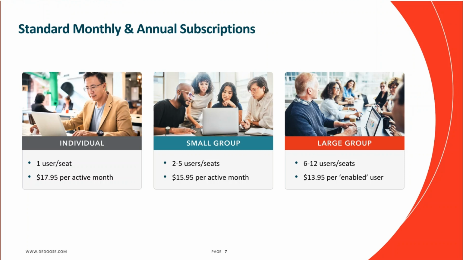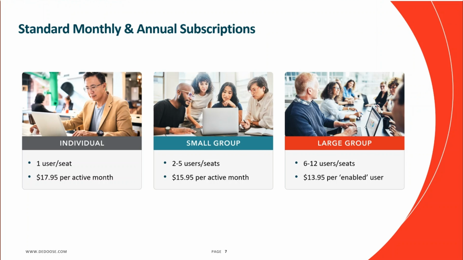With small group, that's 2 to 5 folks. That's $15.95 per active month. And then large group, it switches to not active months, but a fixed user rate. So how many folks are in your account group? This is listed as 6 to 12 users.